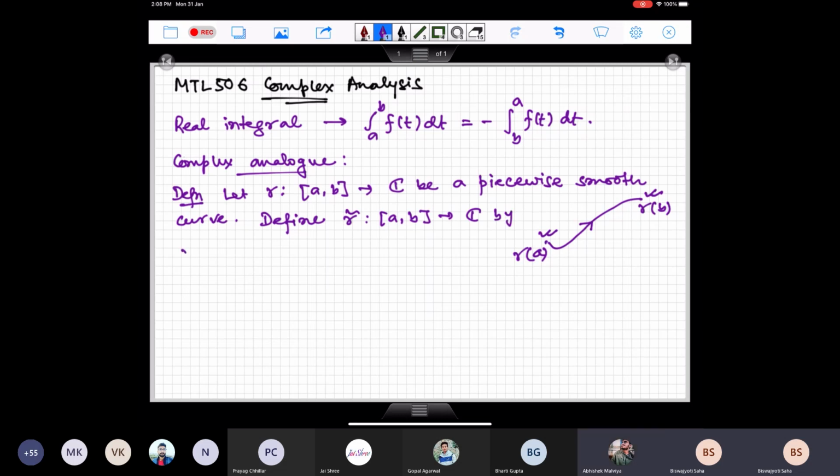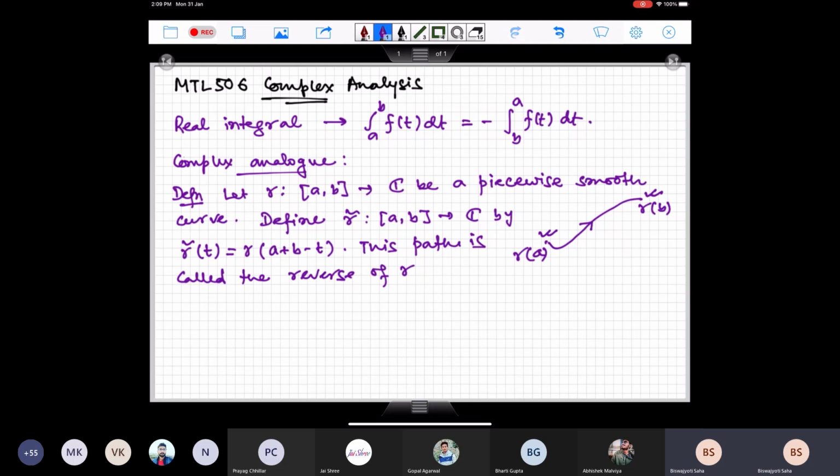So how can I define that? Tell me. Gamma of a plus b minus t. Yeah, very good, exactly. So gamma of a plus b minus t. Very good. So this is what I am going to take: gamma of a plus b minus t. This path is going to be the reverse path. This path is called the reverse of gamma.